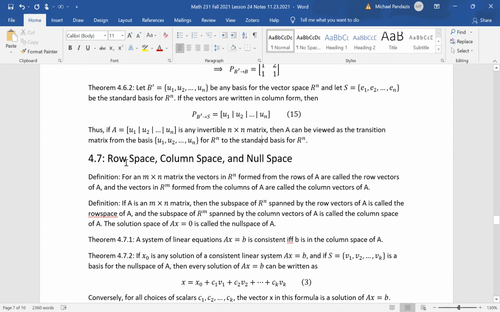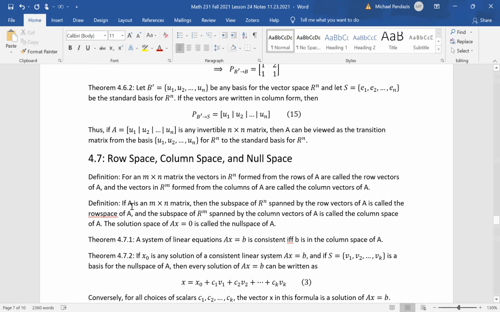Okay, so let's go to 4.7, which is on row space, column space, and the null space. Definition: for an m by n matrix, the vectors in Rn formed from the rows of A are called the row vectors of A. And the vectors in Rm formed from the columns of A are called the column vectors of A. So the rows make up the row vectors, the columns make up the column vectors.